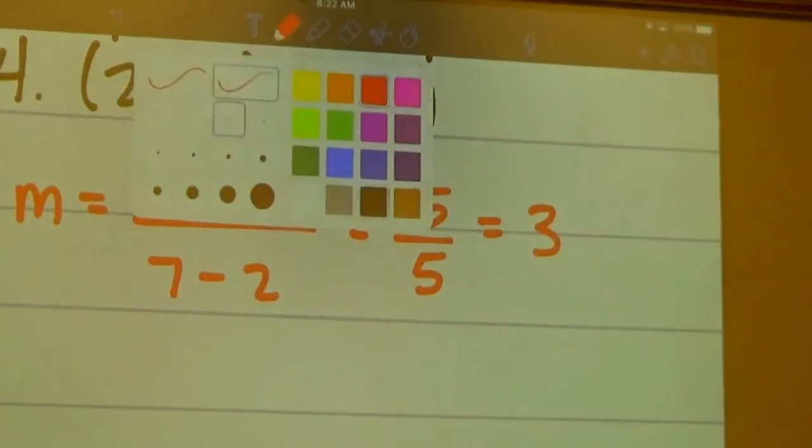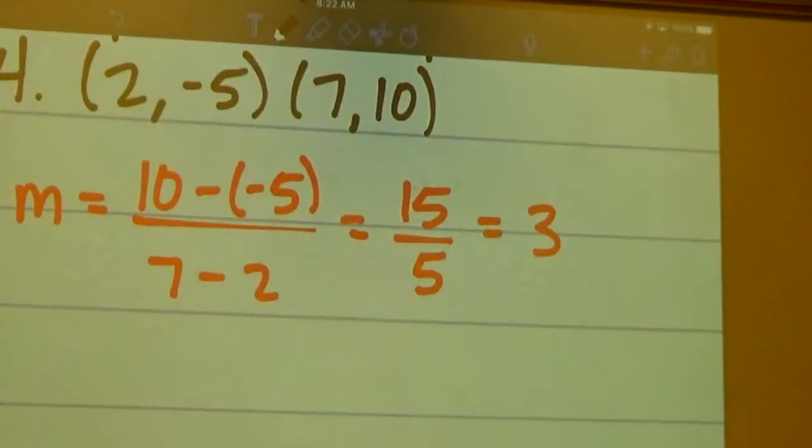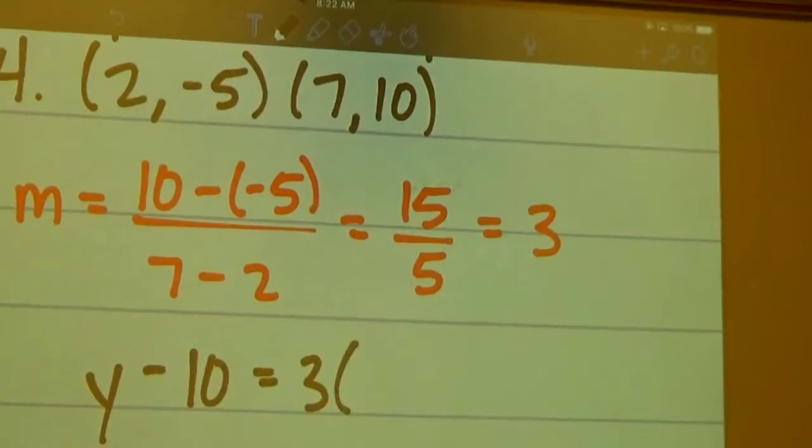Does it matter which point we use when we put it in point slope form? No. So I'm going to do y minus 10 equals 3 times x minus 7. It does not matter. We can do both just to show you if you want to.